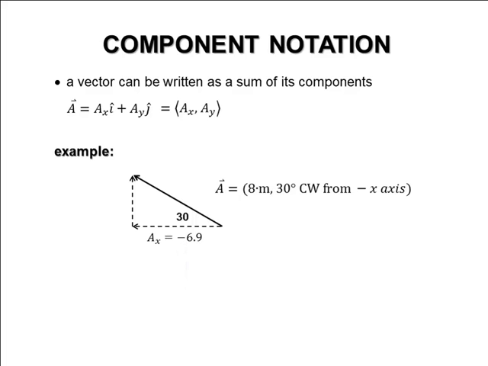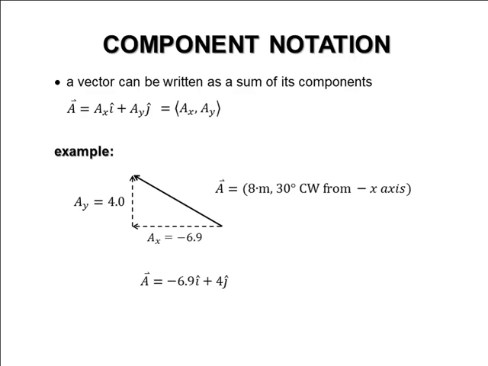The y component is opposite that 30-degree angle that we know. And so the component that's opposite the known angle, we need to use a sine function. So if we take 8 times the sine of 30 degrees, we get 4 for our y component. And again, we can look at the picture, we can see that the y component points up, and so that's a positive 4. So if we wanted to write this vector in component notation, we could write it like this.